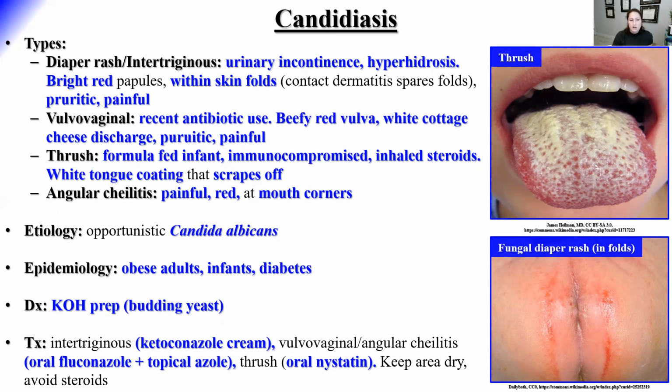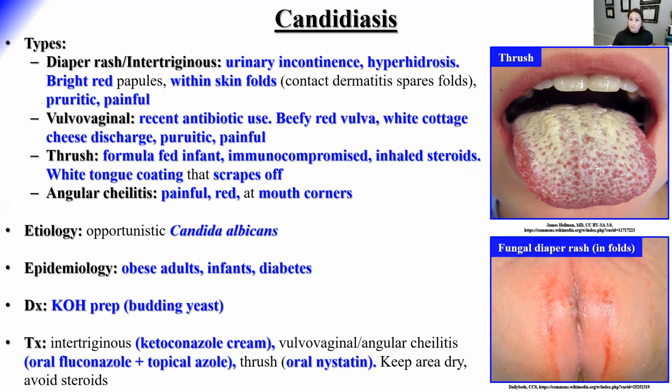Angular cheilitis, this is on the corner of the mouth. This is a painful red type of lesion, and that's where fluid collects. So if somebody has trouble controlling their secretions and they're drooling a lot, they may get this. This is an opportunistic Candida albicans. So an overgrowth of the normal flora that you have.